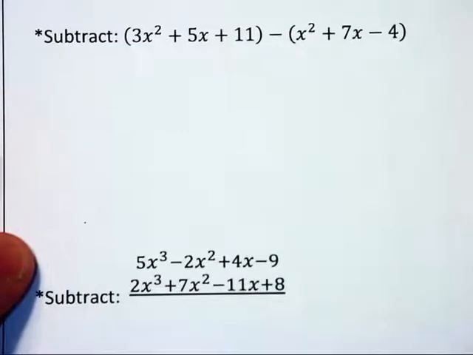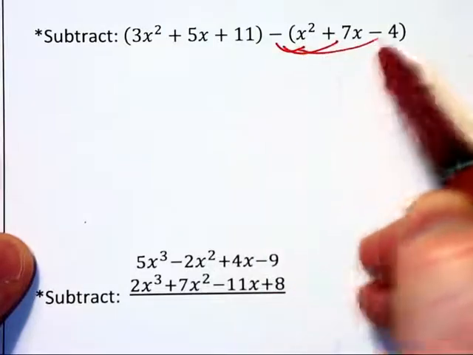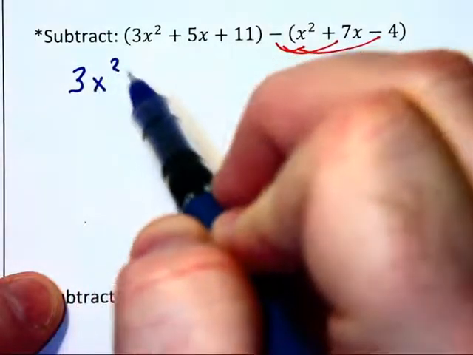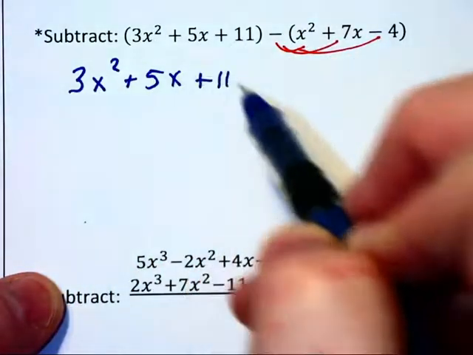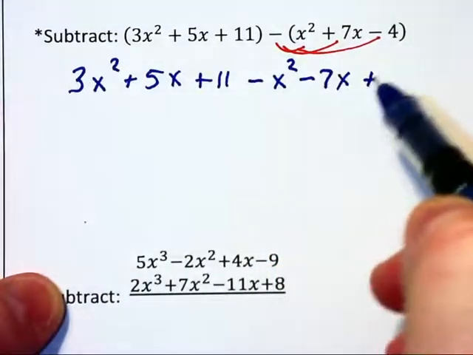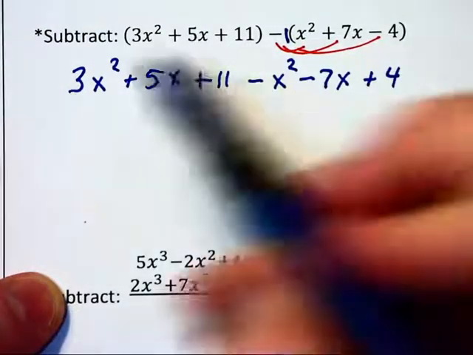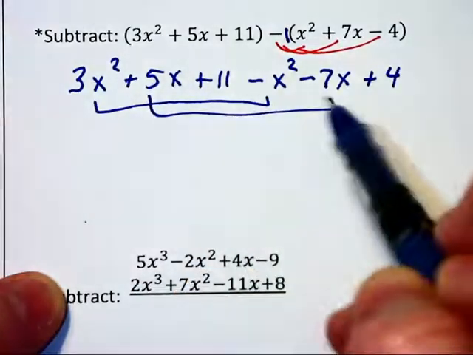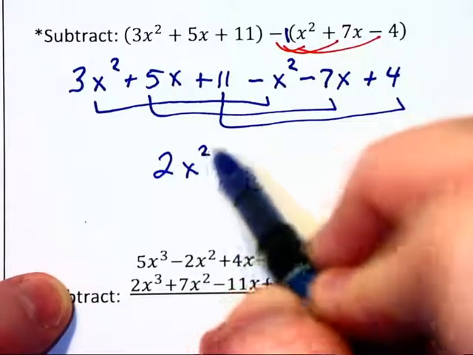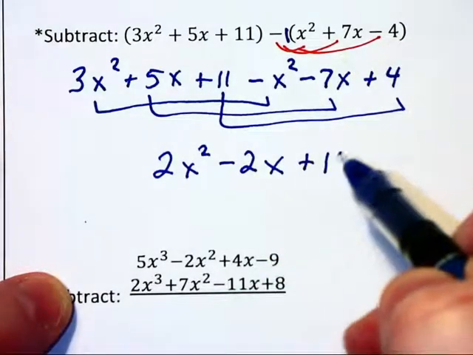It is a common mistake with subtraction to not distribute the negative. I think it a good idea that you rewrite this with a middle step here. You do not need the parentheses on the first polynomial anymore. So I'm just going to drop them off, and then make this minus x squared minus 7x plus 4, multiplying this negative 1 into that second parentheses. Now I will combine each of the like terms one at a time. 3x squared minus 1x squared is 2x squared. 5x minus 7x makes minus 2x, and 11 plus 4 makes 15.